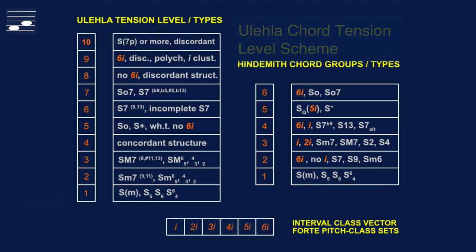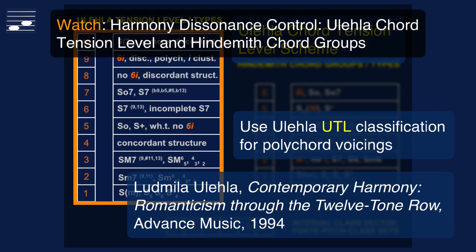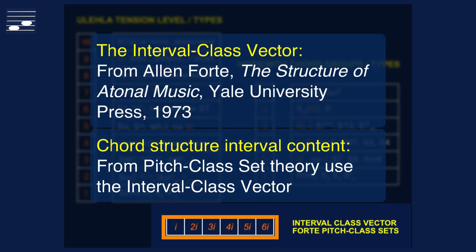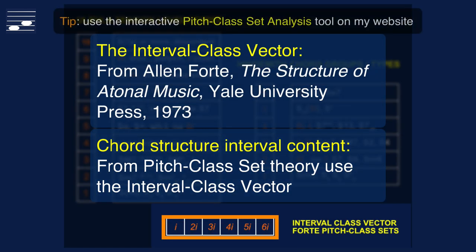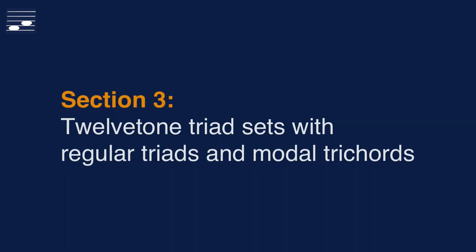The Ulehla chord tension level can be determined for a given polychord voicing and will lie between UTL 3 and 9. Inspecting the 6 numbers in the interval class vector shows that the majority of hexachords lie in the highly dissonant Hindemith chord group 4, with some in HG 3. You'll have to revisit the earlier episodes for more details.